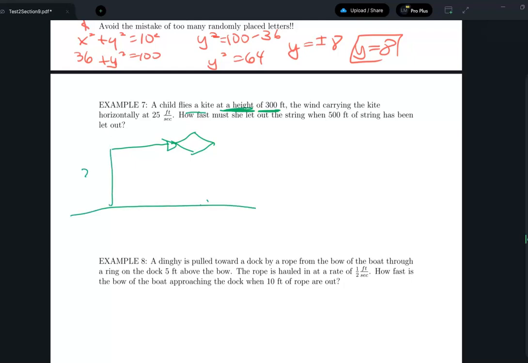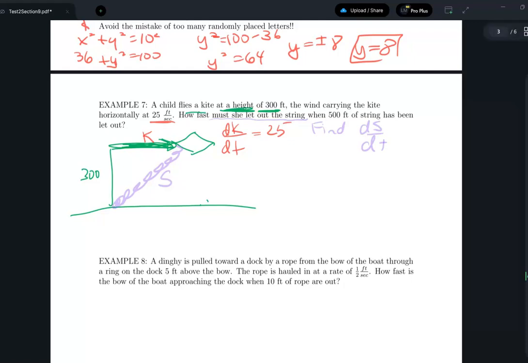So here we go. This is a fixed amount because the kite is flying completely horizontal, no friction, wind waves, or wind currents, anything like that. It's moving at 25 feet per second. That means this length, and I'm going to label it K, that length K is growing at 25 feet per second. All right, what else do we have here? How fast must she let out the string? The string is connected to the kite here, right? So I'm going to call that S. I think we're going to be trying to find ds over dt.